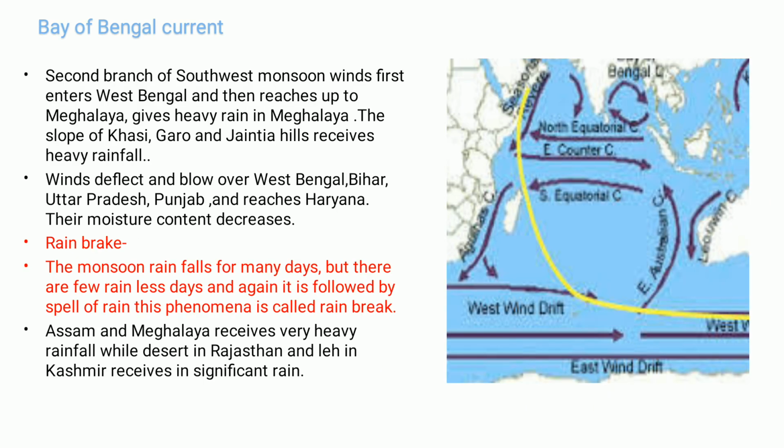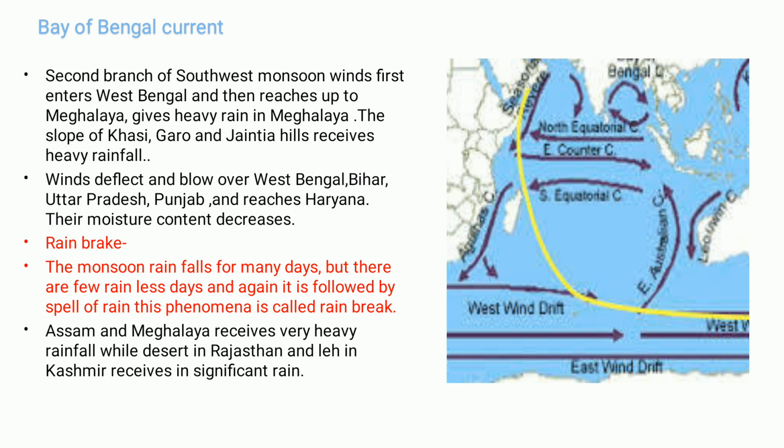Bay of Bengal current. As we have seen, one is the Arabian Sea current, and the second branch is the Bay of Bengal current. The second branch of southwest monsoon wind first enters West Bengal and then reaches up to Meghalaya. These winds contain maximum moisture which gives heavy rain in Meghalaya, as Meghalaya has a forest region also, and it's located at height, so it gets heavy rain.